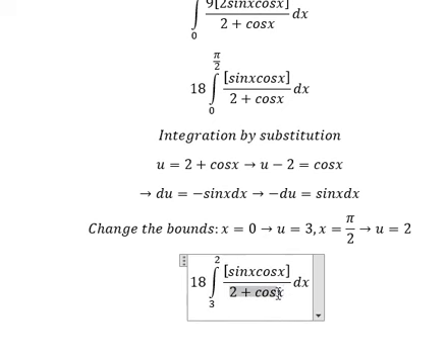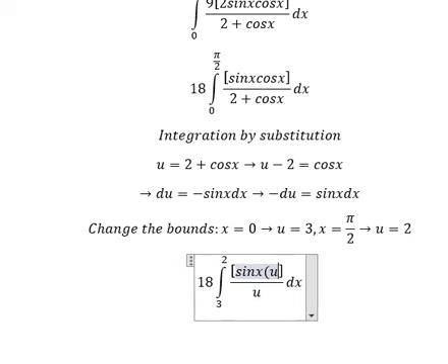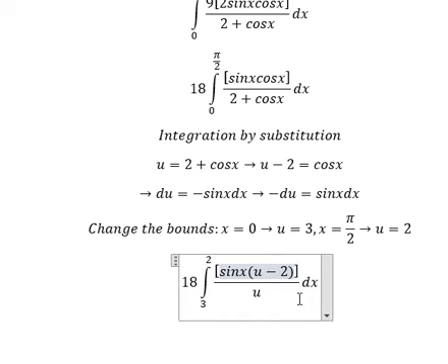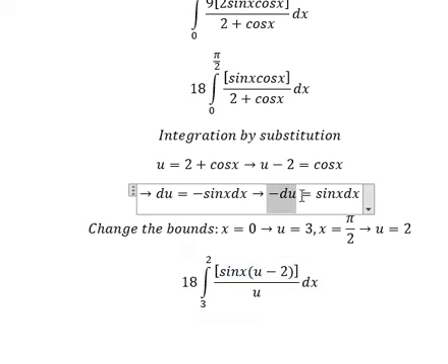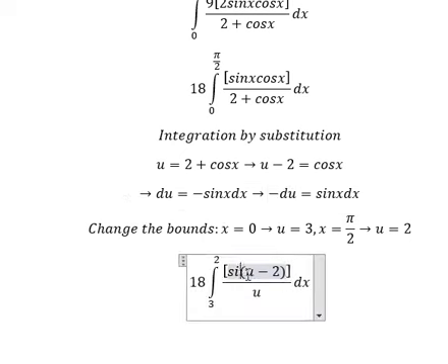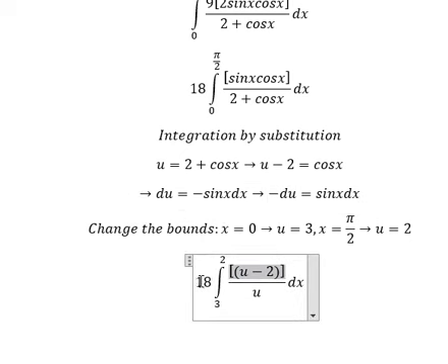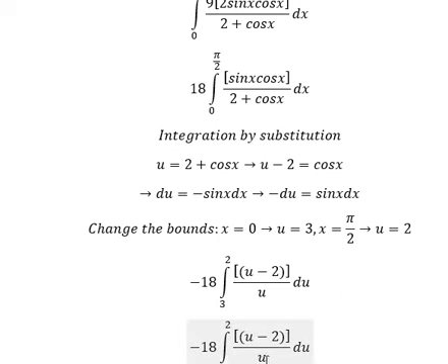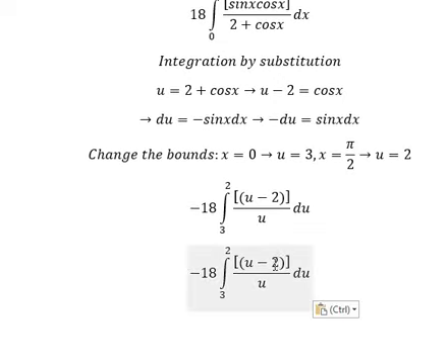This one we change for u. Cosine x we change for u minus number 2. Sine x dx we change for negative du. Next, u divided by u, we have number 1. Number 2 divided by u, we keep the same.